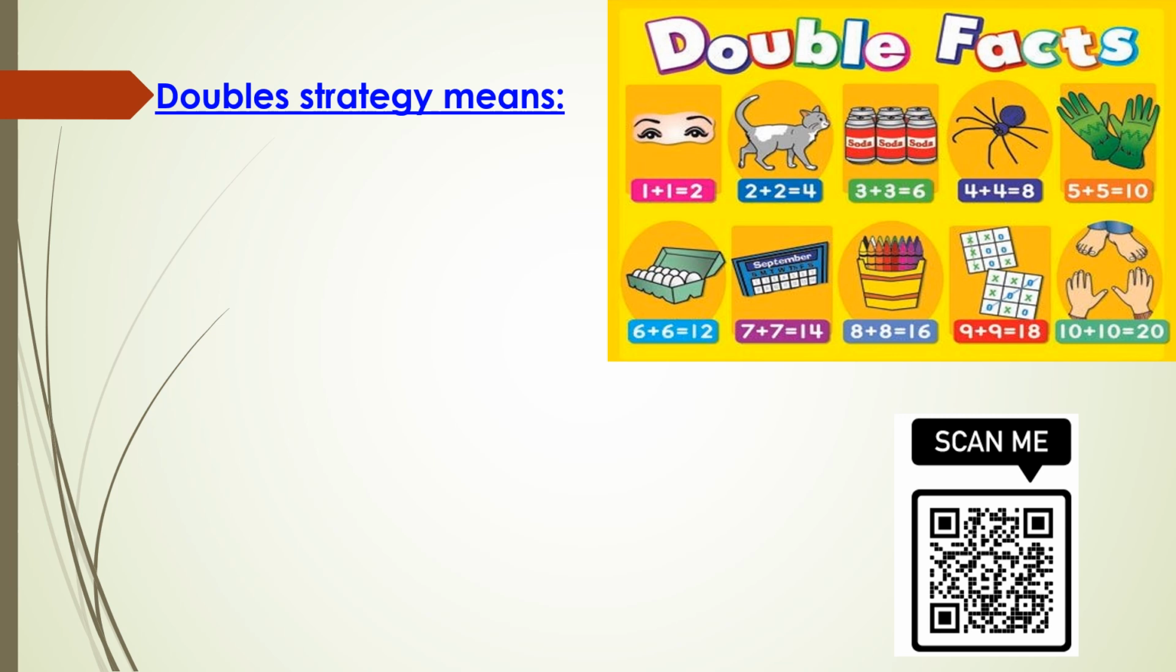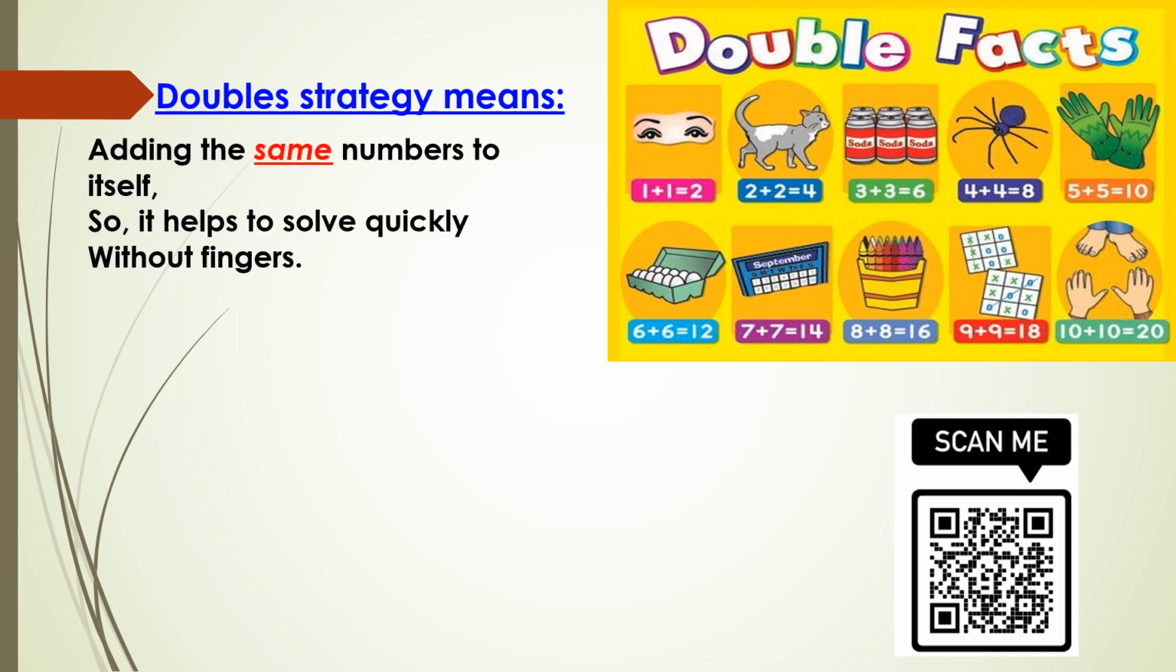While 6 plus 6 equals 12, 7 plus 7 equals 14, 8 plus 8 equals 16, 9 plus 9 equals 18, and 10 plus 10 equals 20. So we can deduce that double strategy means adding the same number to itself. So it helps to solve quickly without fingers.